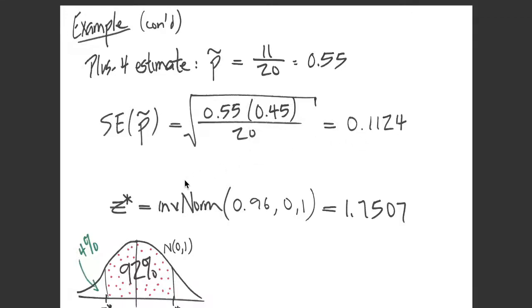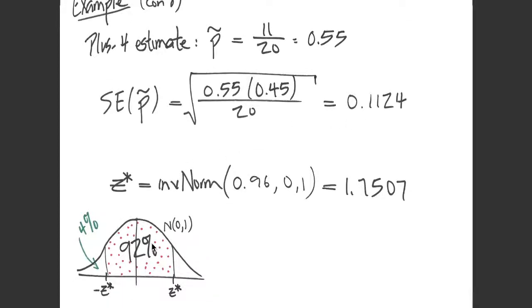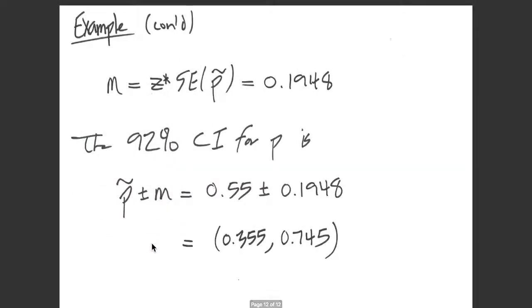The critical value for 92% confidence is computed in the same way as before, 92% in the middle. That means 8% left over, so 4% in the left tail. We need the inverse norm of 0.96. That turns out to be 1.7507. So our margin of error then is the product of that critical value and our standard error. That turns out to be almost 20%, 0.1948.